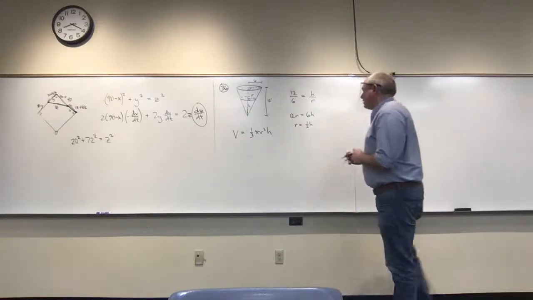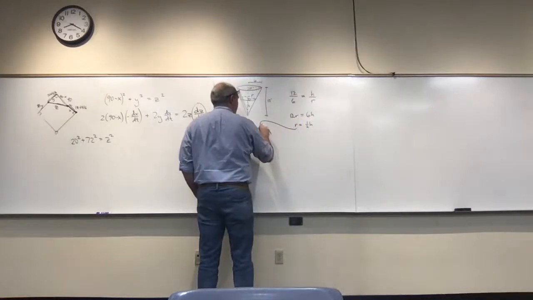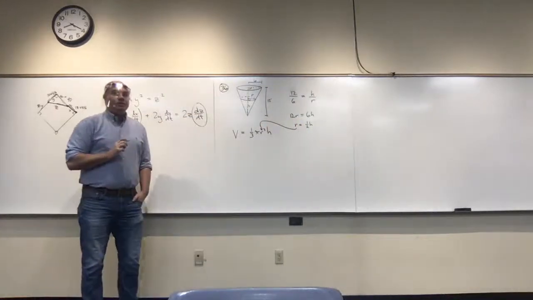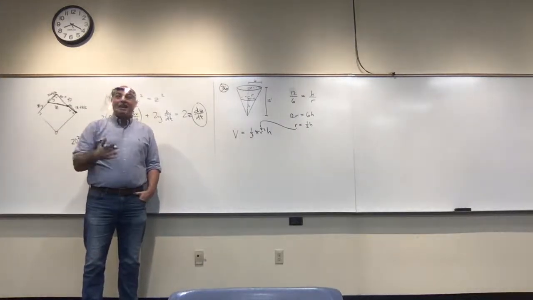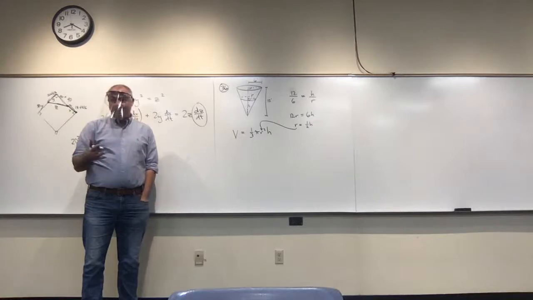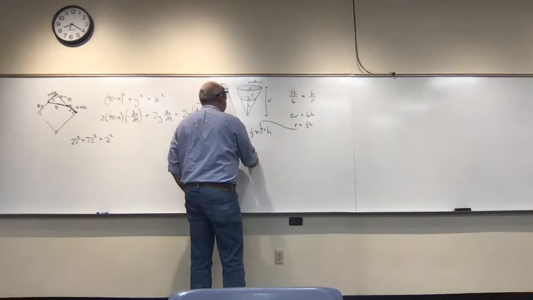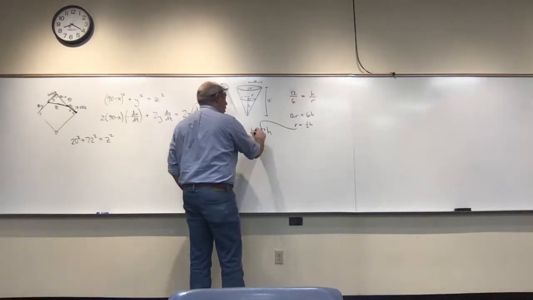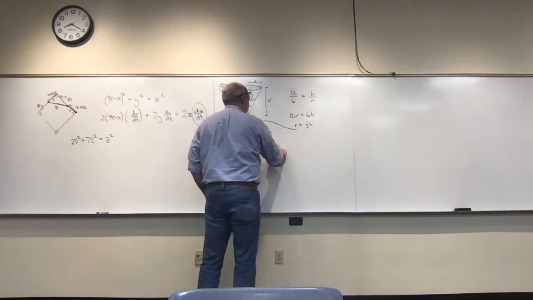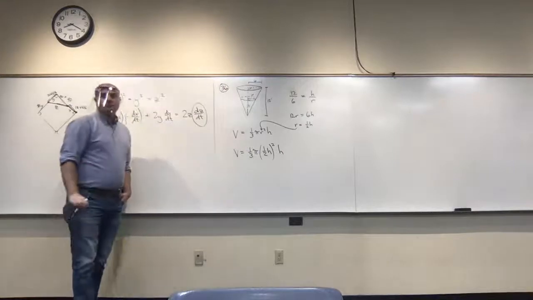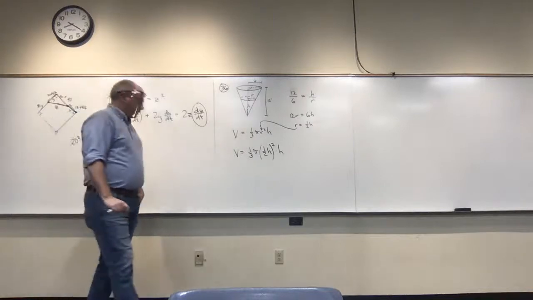And so in this case, we know that r is equal to 1/2 h. So what I'm going to do is take that r and plug it in for r right here. The reason I want to do that is I don't want any more r's in the equation because I don't know what dr/dt is. So I plug it in and I get that V is 1/3 pi, but r is 1/2 h, squared, times h. Now that you have gotten rid of all your r's, you take the derivative.